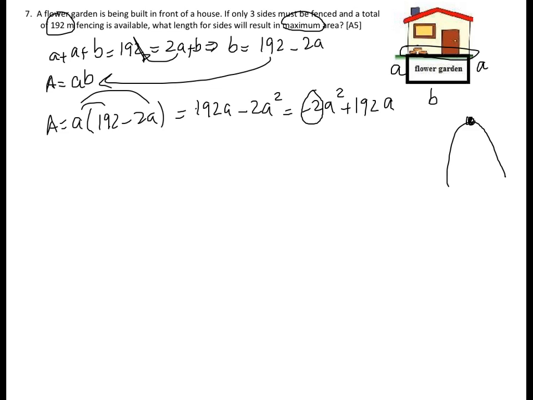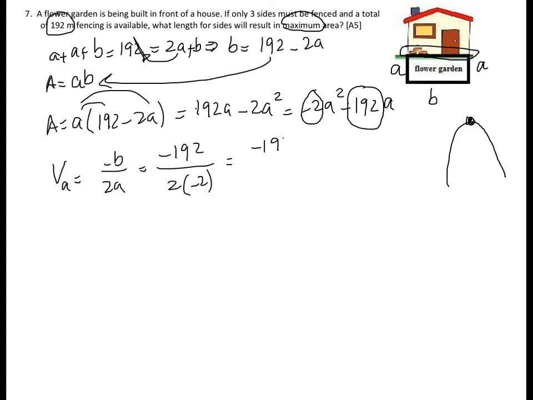Now we are going to use the shortcut to find the a coordinate of the vertex, so we're going to say the vertex a is minus b over 2a. Now in this equation, b is this guy, which is 192, so negative 192 over 2a. a is the leading coefficient, which is negative 2, so I'm going to get negative 192 over negative 4, which is 48.